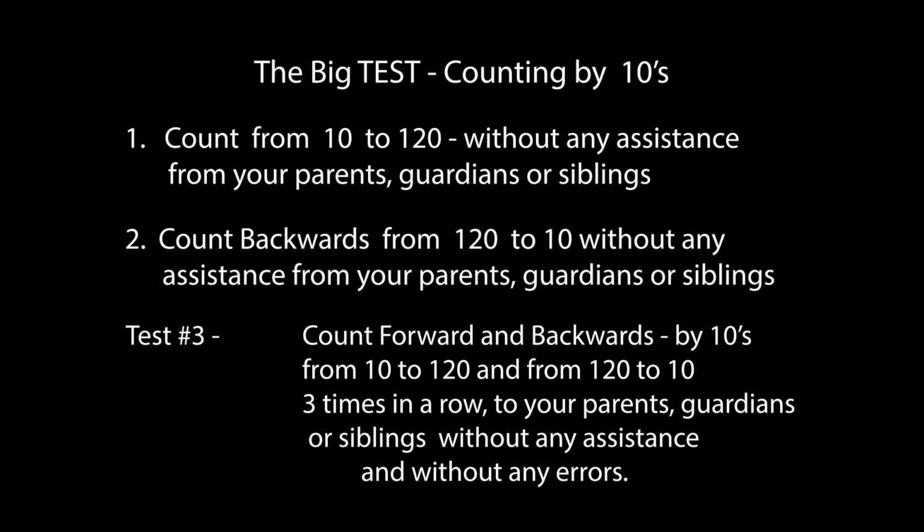Test number 2, count backwards from 120 to 10 without any assistance from your parents, guardians, or siblings, 3 times in a row and without any errors. And finally, test number 3, count forward and backwards by 10's from 10 to 120 and from 120 to 10, 3 times in a row, to your parents, guardians, or siblings, without any assistance and without any errors.